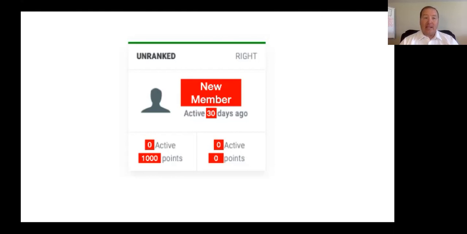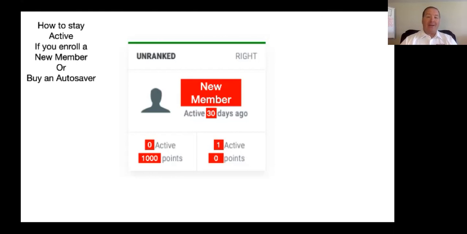Now, let's say that you go out and you enroll somebody and place them on your left side. Okay, what it's going to do, it's going to reset your active days to 0, and then it's going to place those points on your right side. So they came in at the basic level. It's going to give you 50 points. And then maybe during the week, your business starts to grow and they get a couple people. So that grows to 150. Maybe on day two, maybe it grows to 250 points.